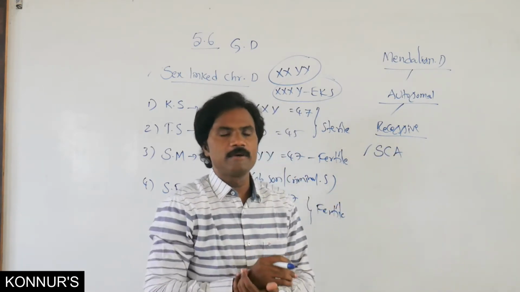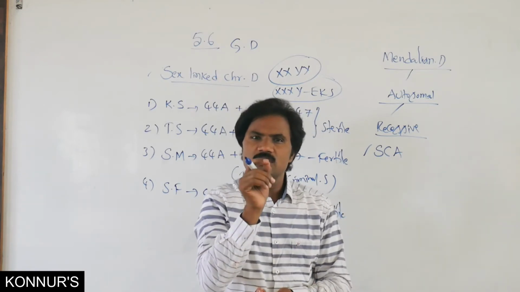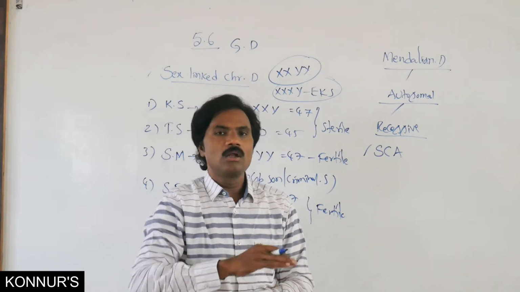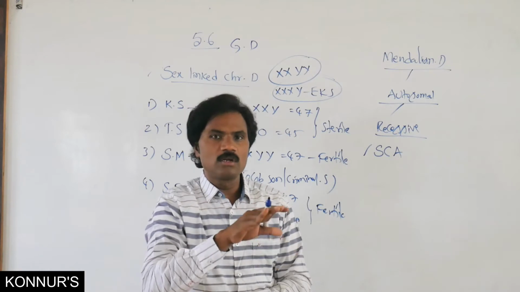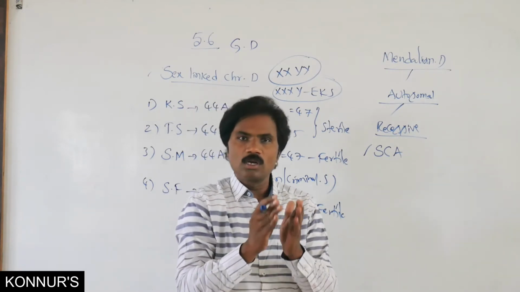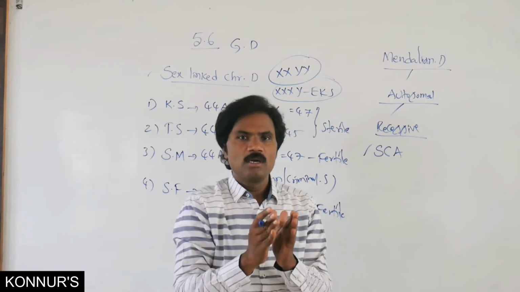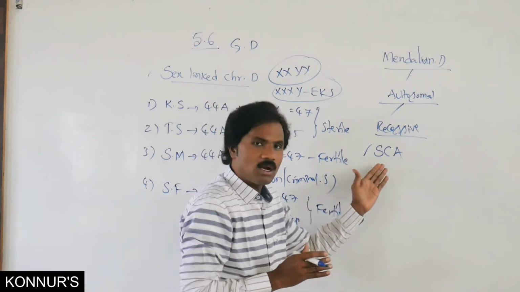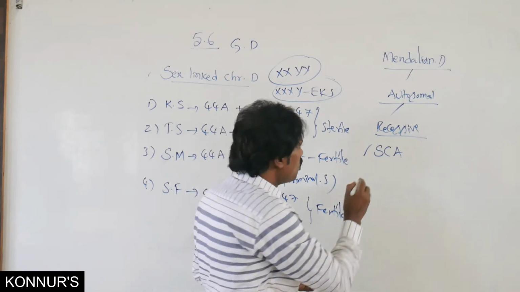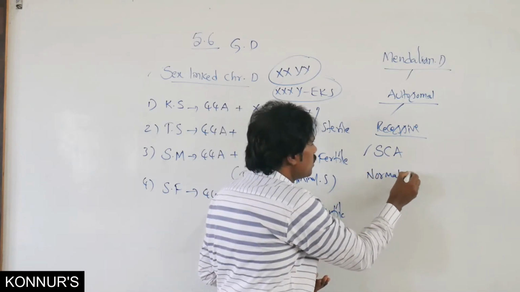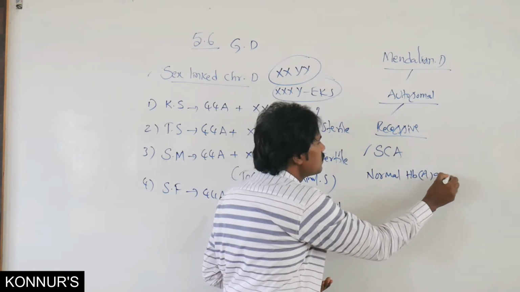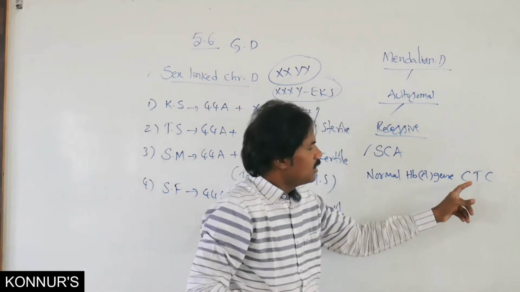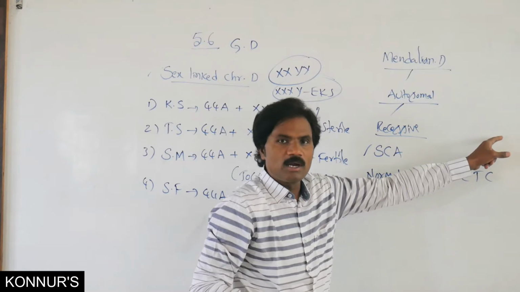In sickle cell anemia, the sixth position of the protein changes in the translation process. The sixth position amino acid, the particular triplet base pair, changes into another one due to mutation. Then it is possible. Like this, normal hemoglobin. In this one, the normal HbA gene contains cytosine, thymine and cytosine in that mRNA.